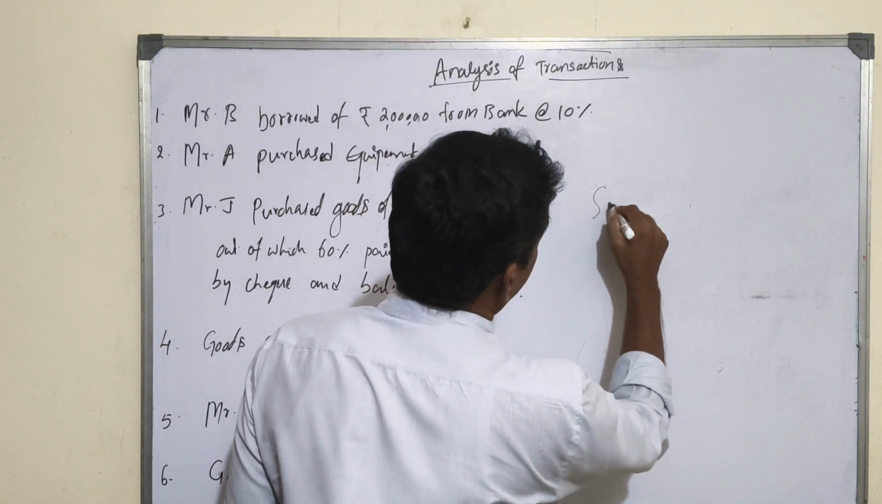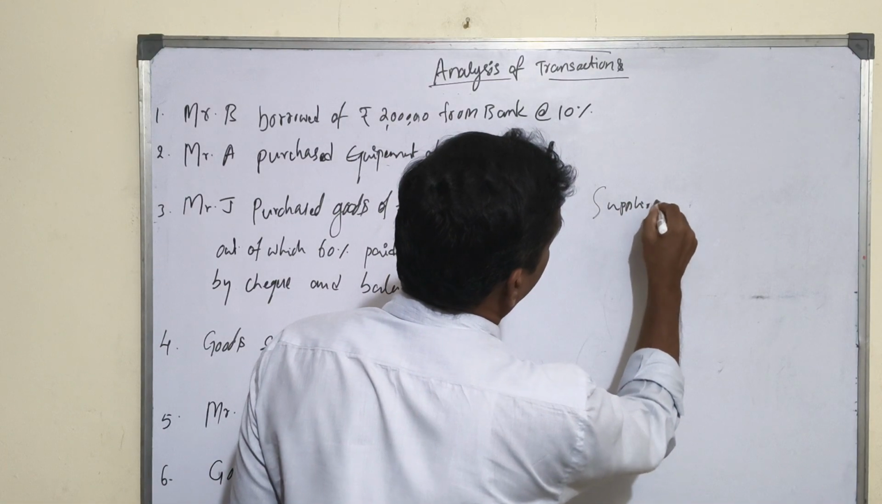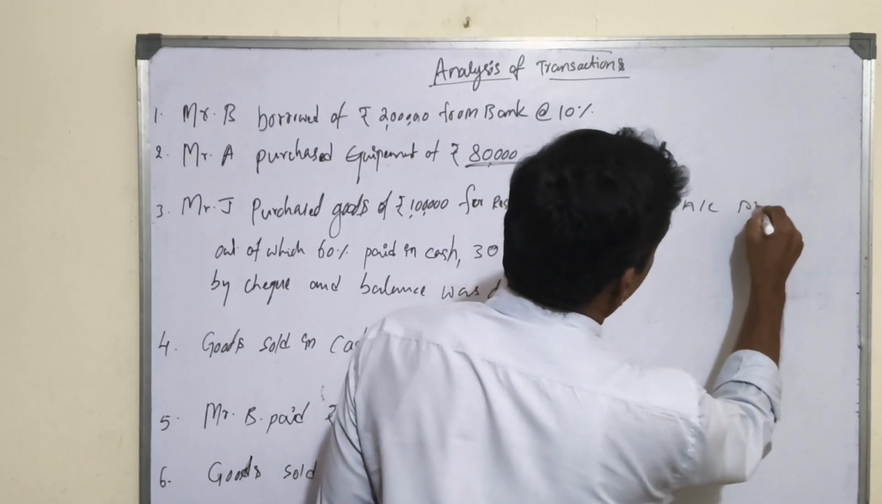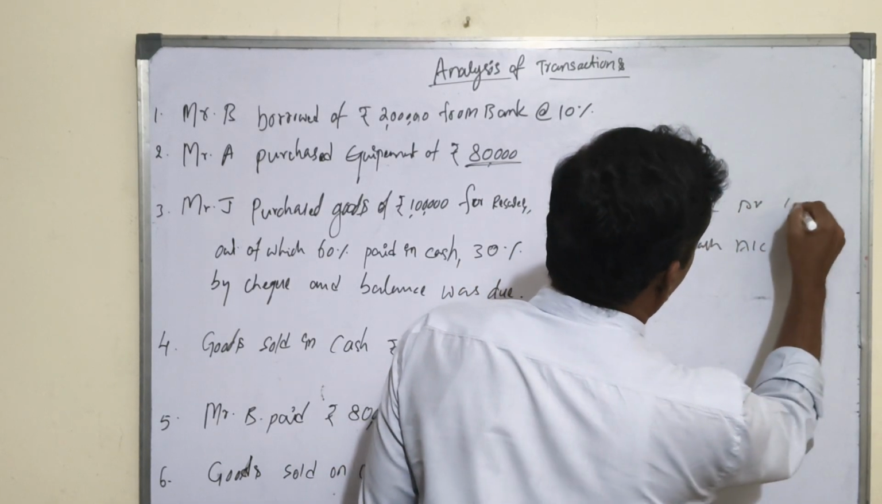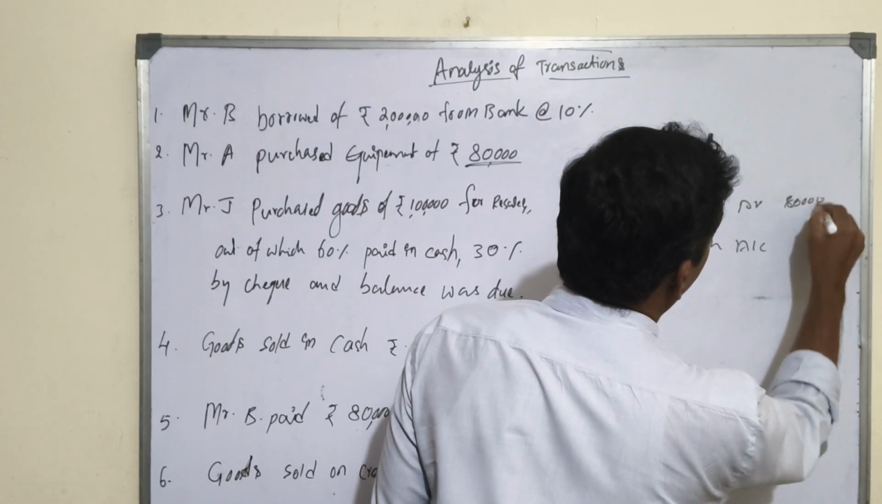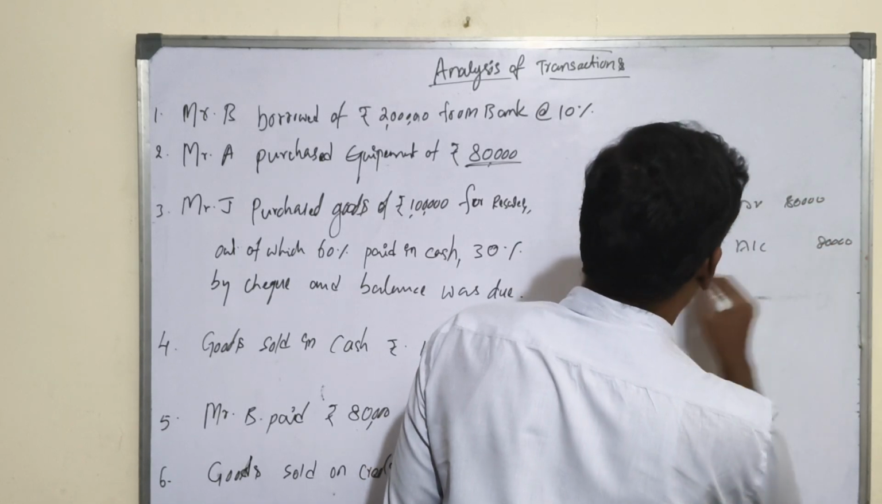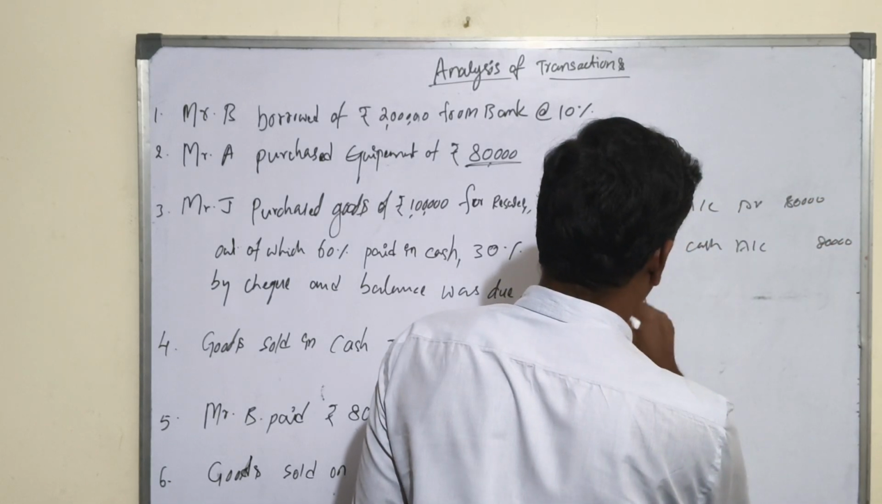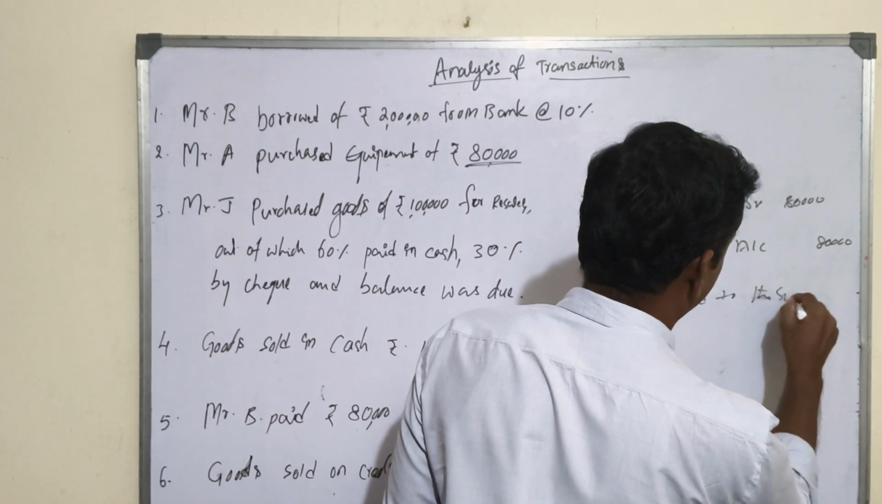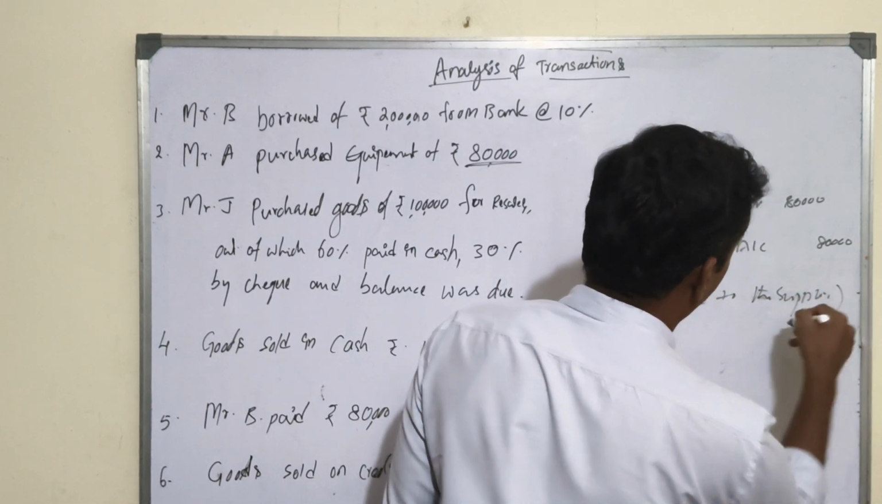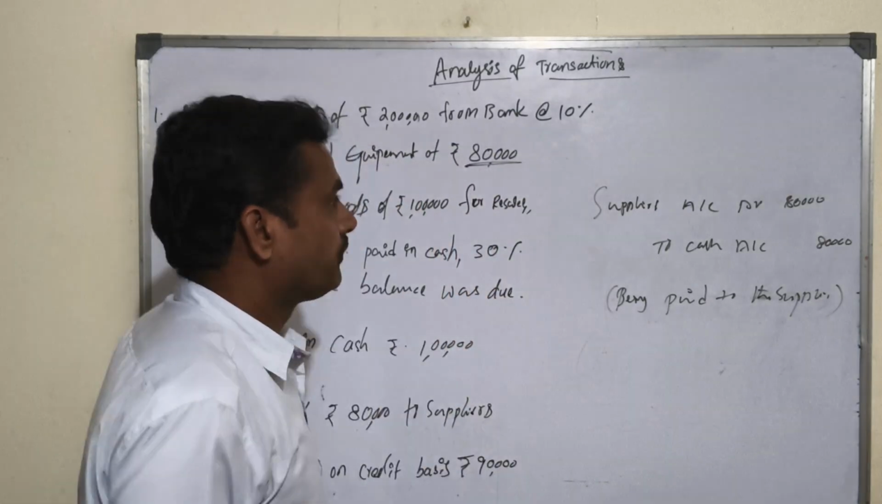So suppliers account debit to cash account of rupees 80,000, being paid to the suppliers.